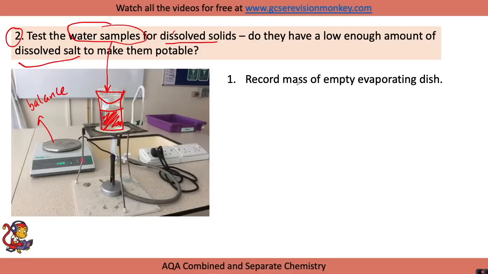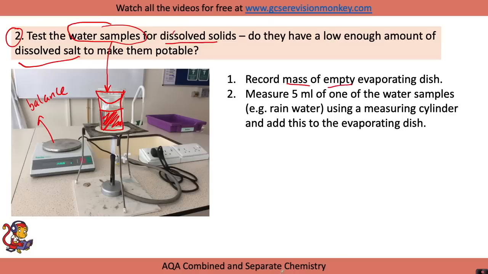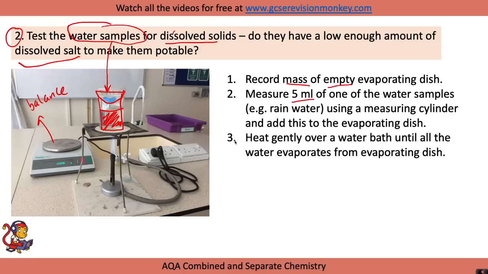So the method for this, we are testing to see if this water sample has dissolved solids in it. So we're going to record the mass, hence the balance, of an empty evaporating dish. We are then going to measure 5 millilitres of one of the water samples, for example rainwater, using a measuring cylinder and add this to the evaporating dish. So we pop our small amount of water in our evaporating dish like so. We then heat gently over a water bath until all the water evaporates from the evaporating dish.